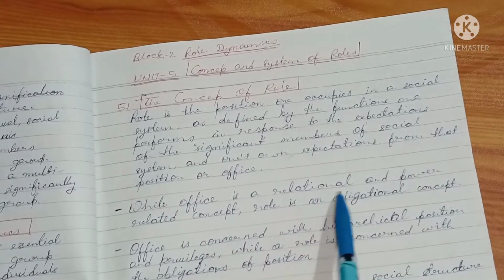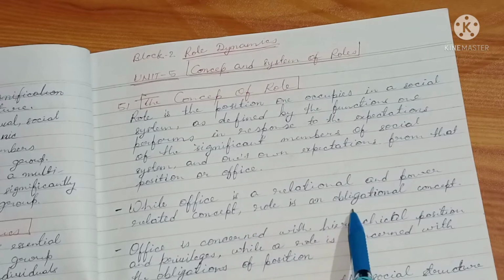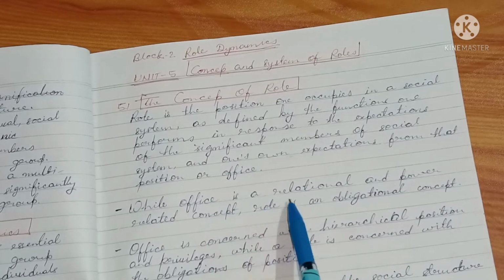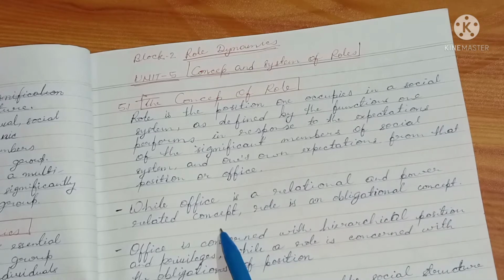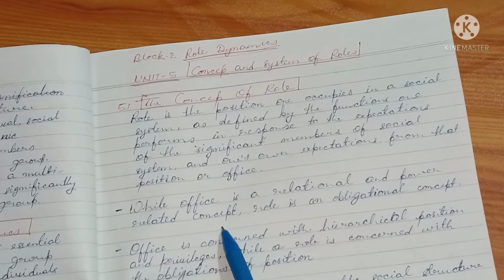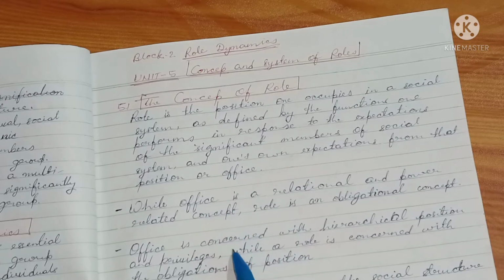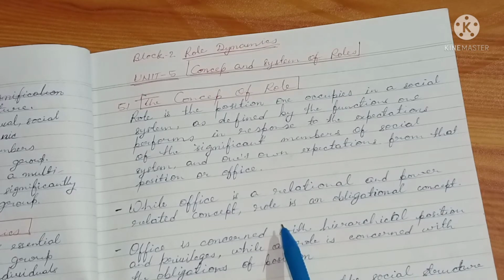Now while office is a relational and power related concept, role is an obligation concept. So now try to understand what it is. Office is a relational and power related concept. So office is about being relational, okay, it means it is related to other people, and the power related concept, according to the position, according to the office the person holds the power. That is the office. Office is a type of power related concept, but role is obligation. Obligation means that according to the expectations of the other members of the system, or according to the expectation of himself or herself, the role is performed, or you can say the function is performed.